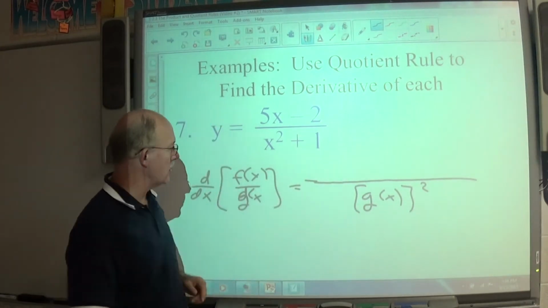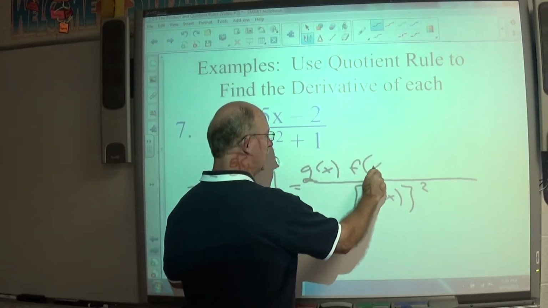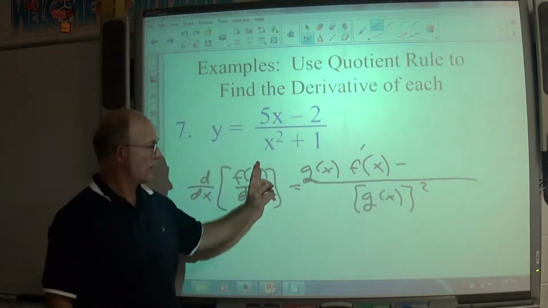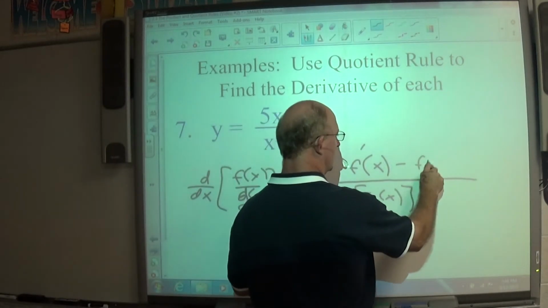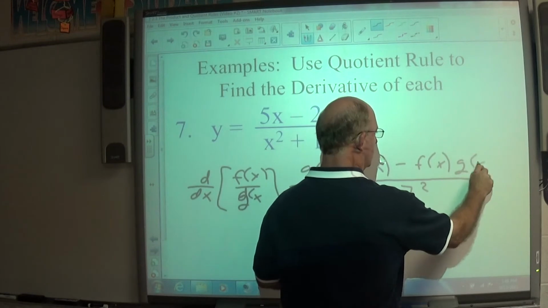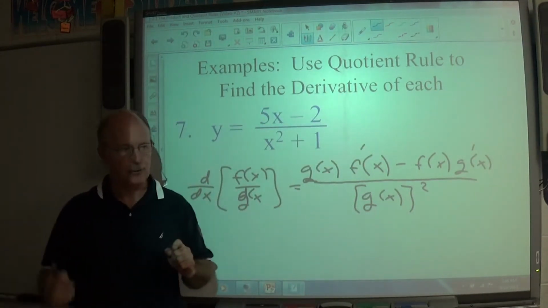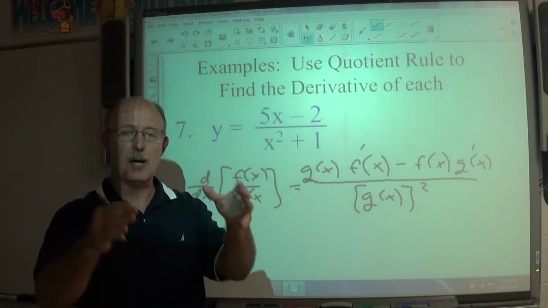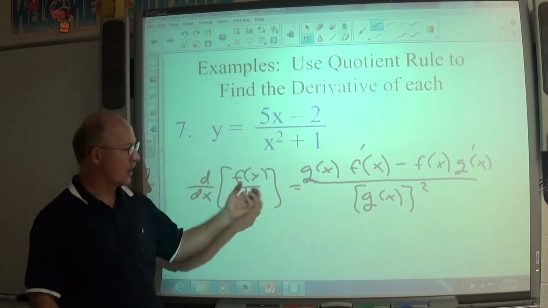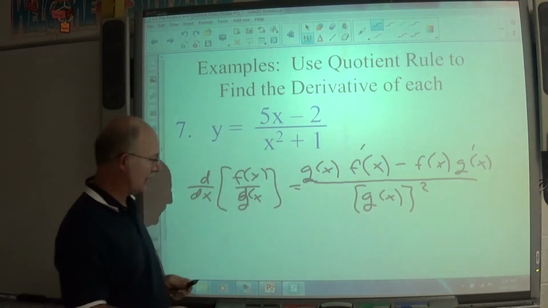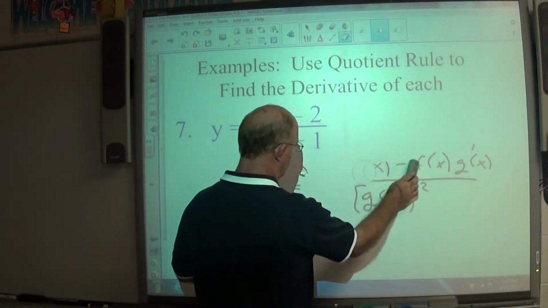So in the numerator, you take the bottom of the fraction, g of x, times the derivative of the top. So the bottom times the derivative of the top minus the top times the derivative of the bottom. So times f of x times the derivative of g of x. So this is the quotient rule. This is what we're going to use here. Now, we looked at this in our last video, so if you're one of my students and you have the guided notes, you should already have this down. So let's take a look at this example here.